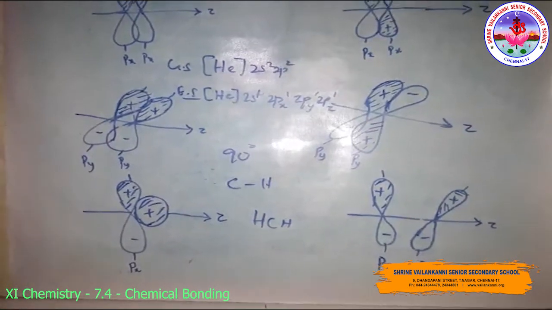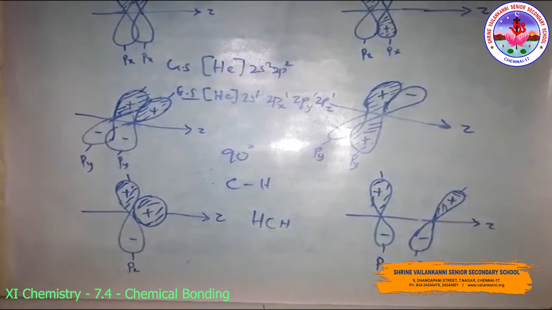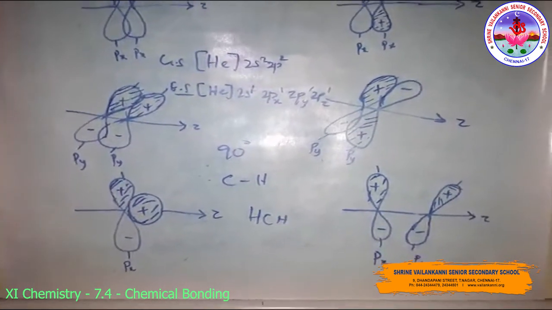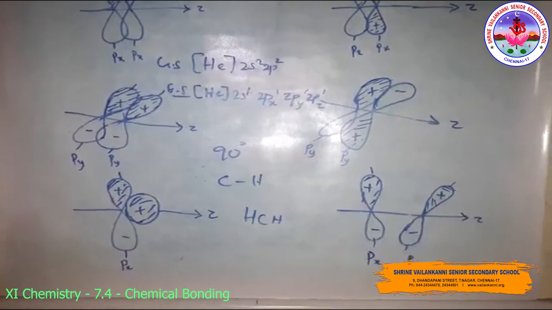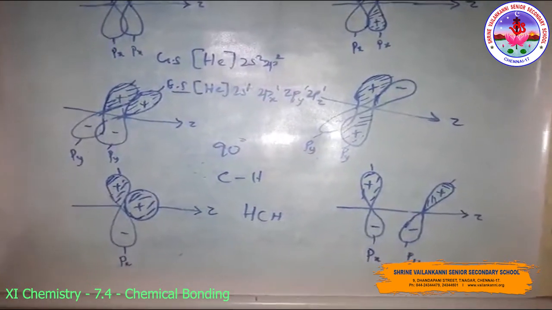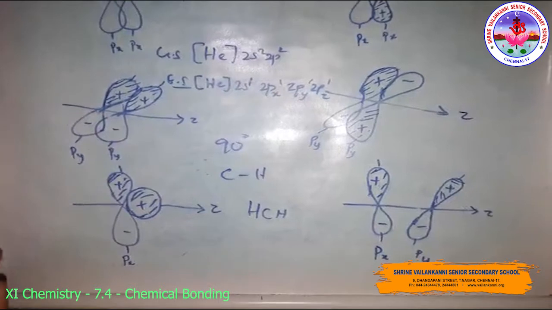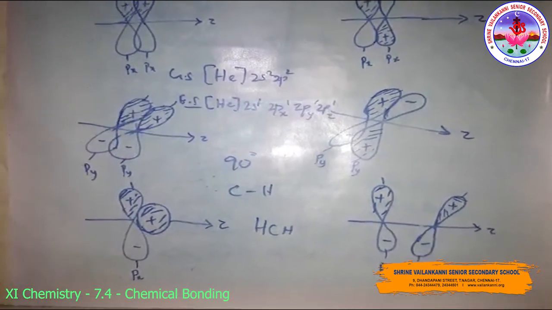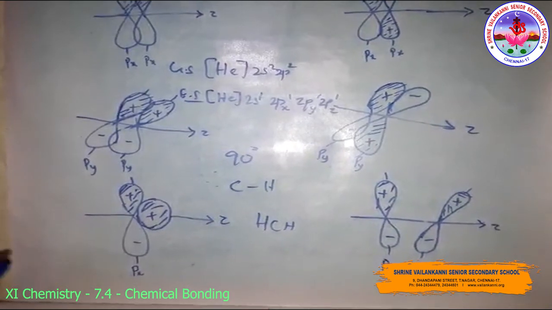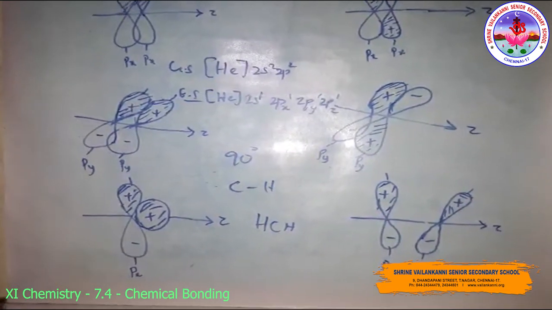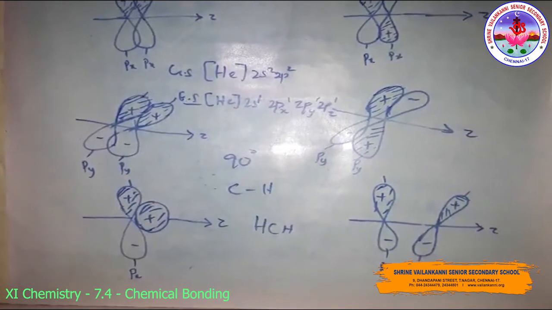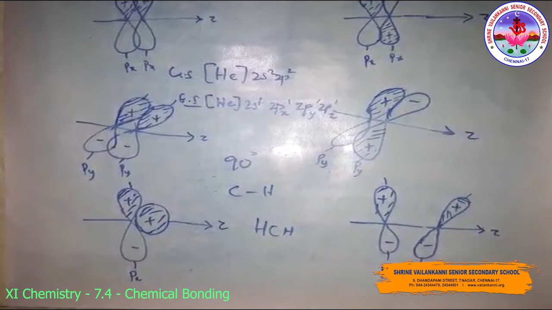Using a similar procedure, it can be seen that the case of the ammonia and water molecules is also the same. Here the HNH or HOH angle should be 90 degrees. This disagrees with the actual bond angles of 107 degrees for the ammonia molecule and 104.5 degrees for the water molecule.